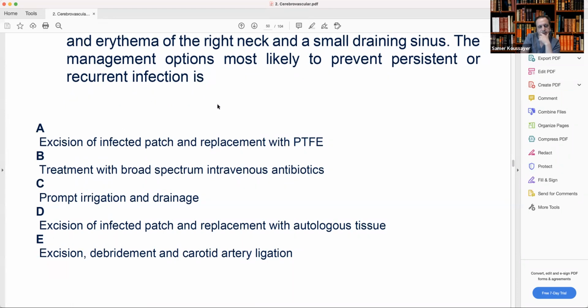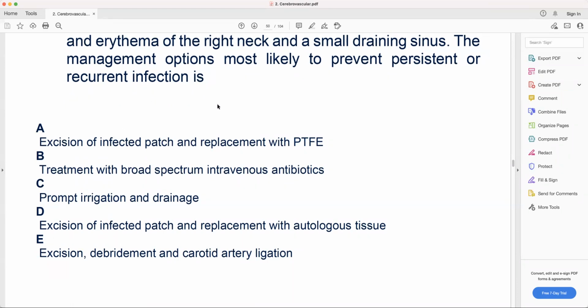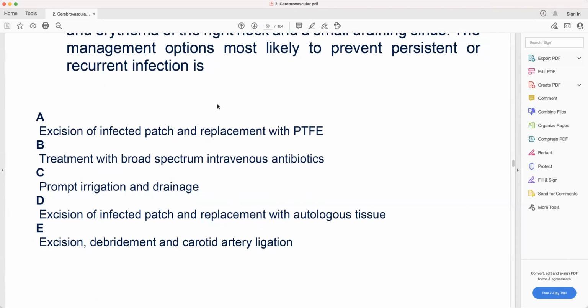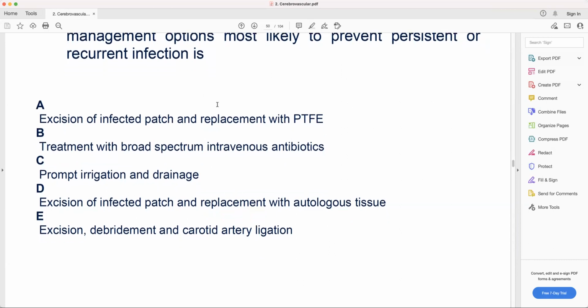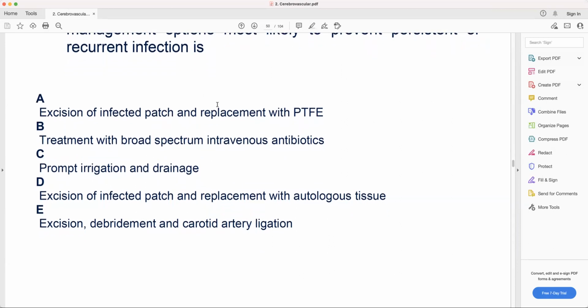Next one, prompt irrigation and drainage. We have to remove the source, so drainage alone is not enough. Excision of infected patch and replacement with autologous tissue, yes. Excision, debridement, and carotid artery ligation. There is no indication for ligation except if there is bleeding or something to control.